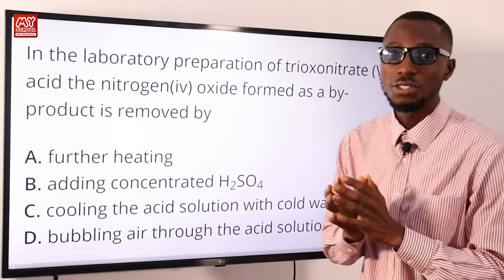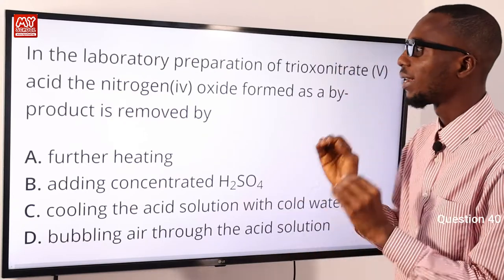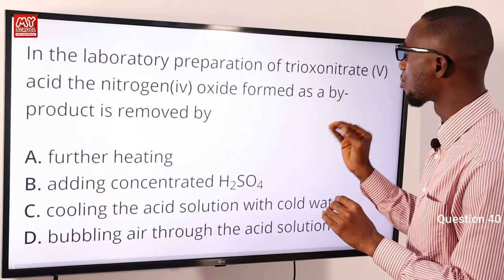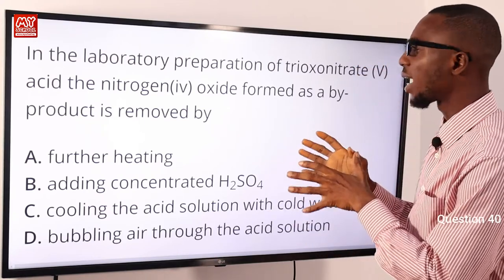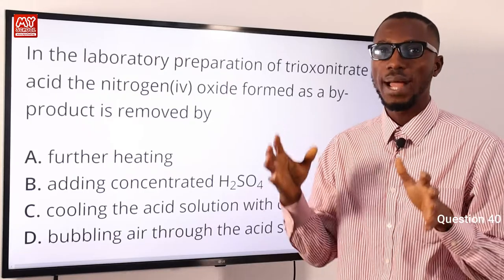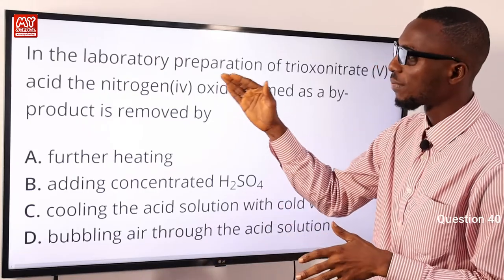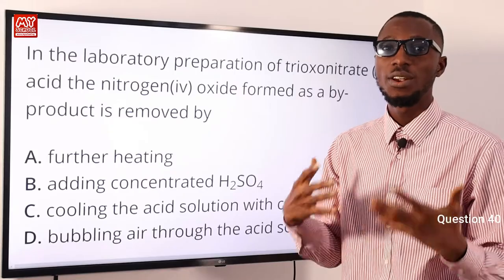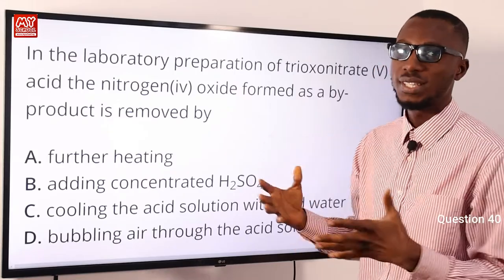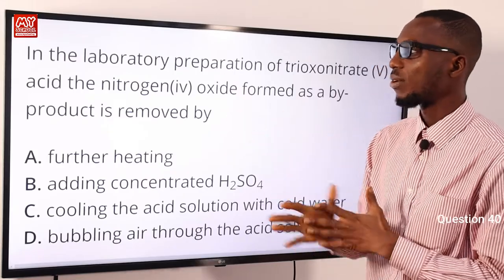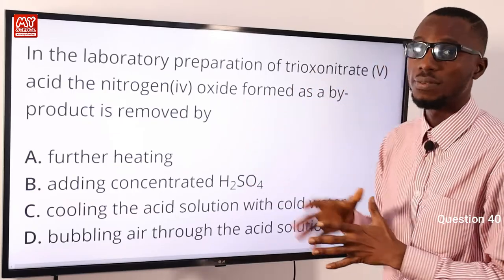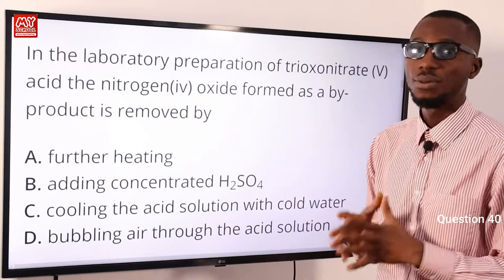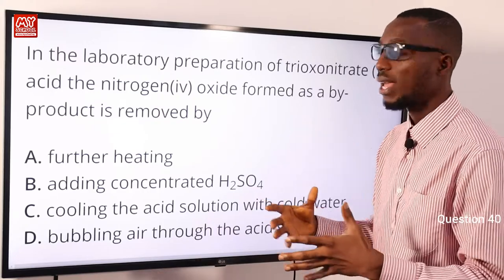So we are tackling question 40 right now. In the laboratory preparation of trioxonitrate V acid, the nitrogen IV oxide formed as a byproduct is removed by what? This nitrogen IV oxide actually gives the yellow coloration that we see. It is the impurity that comes along with the laboratory preparation of trioxonitrate V acid and is responsible for that yellow discoloration. So this is how it can be removed.